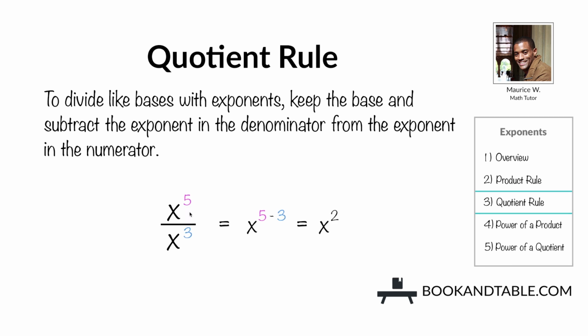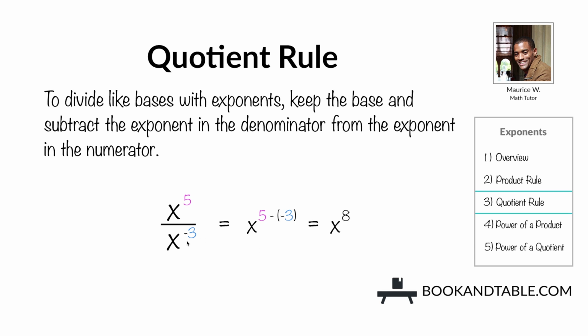So if we had x to the fifth divided by x to the third, we keep the base, x, and we subtract the exponents, 5 minus 3, which gives us 2.